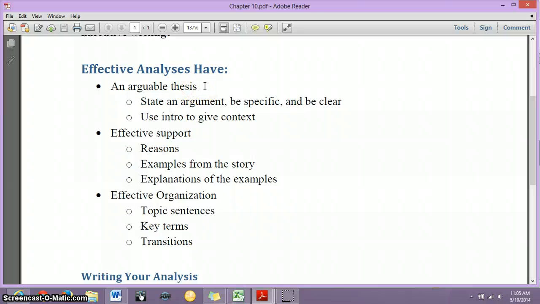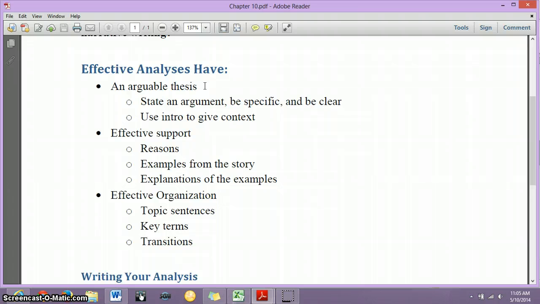All right, so what do effective analyses have? Very importantly, they have an arguable thesis. That means that your thesis needs to state an argument. We're not writing researched arguments in this class. Instead, I went the route of analyzing, because it kind of gets two different skills going on at the same time. You have to analyze, but then you have to present and prove your analysis. So your thesis has to be specific and clear and state an argument. Otherwise, you're not analyzing anything.